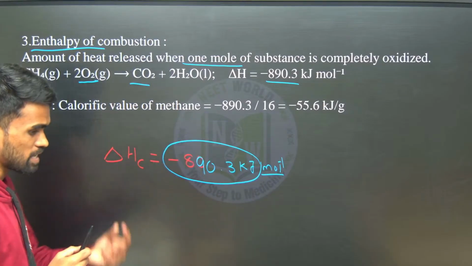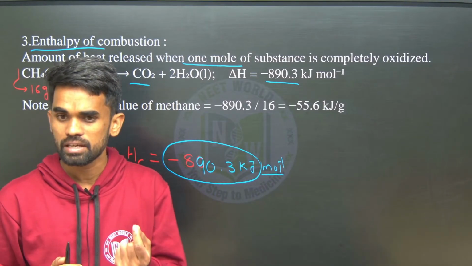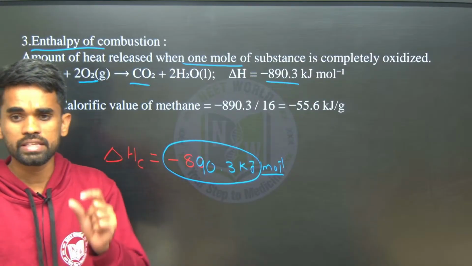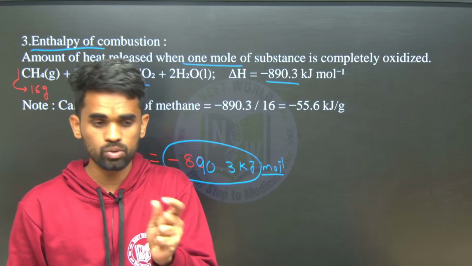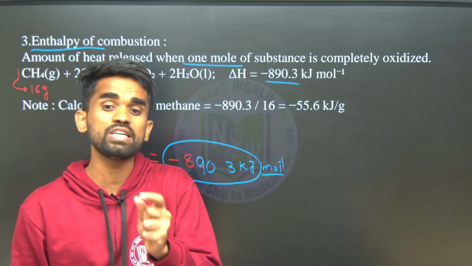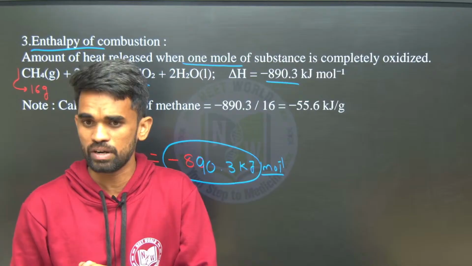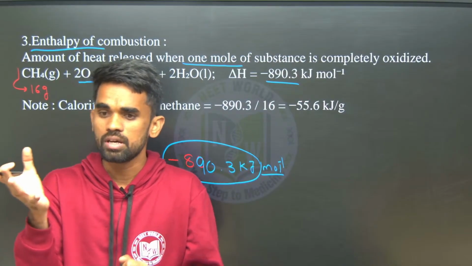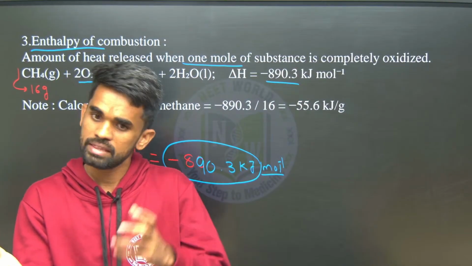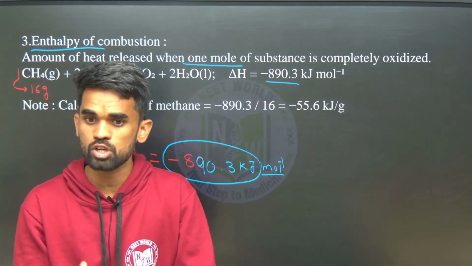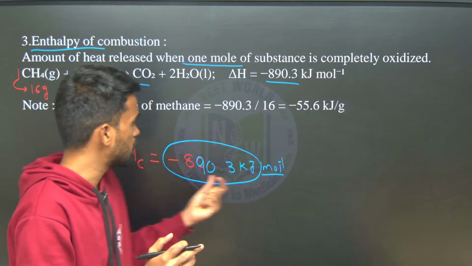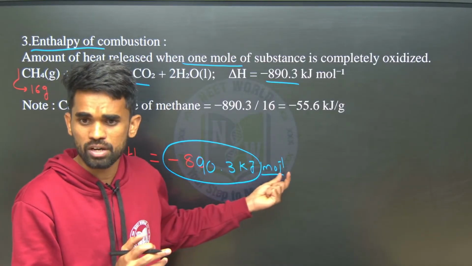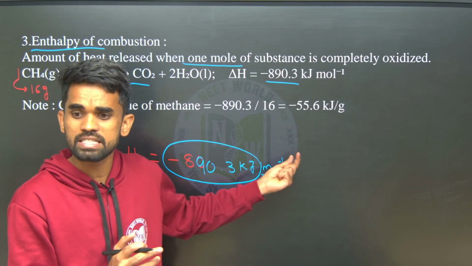Now there is a term called calorific value. This calorific value is used to identify the efficient fuel among different fuels. For example, we can use methane as a fuel, ethane as a fuel, and hydrogen gas also as a fuel. Each of these compounds upon combustion gives some specific amount of heat. That is its heat of combustion.